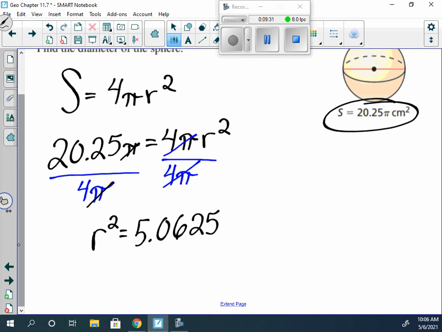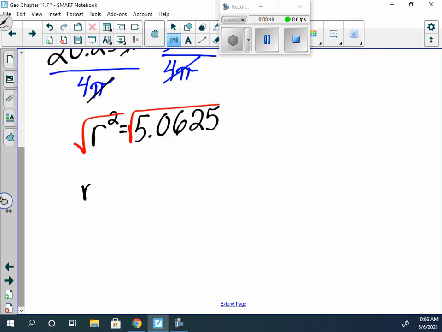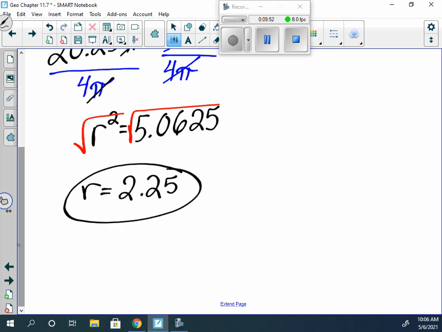It'd be nice if we'd actually got a nice number, wouldn't it? Just taking the square root of this thing, because to get r completely by itself, we do have to take the square root of 5.0625. Well, that's actually kind of convenient. Any questions on this here so far? So the answer for this question is 2.25.